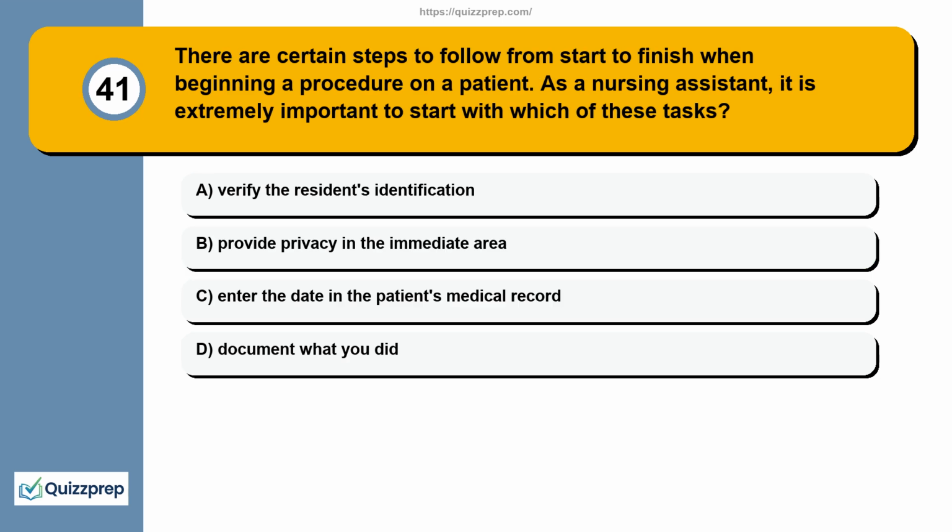Question 41. There are certain steps to follow from start to finish when beginning a procedure on a patient. As a nursing assistant, it is extremely important to start with which of these tasks? Verify the resident's identification. Provide privacy in the immediate area. Enter the date in the patient's medical record. Document what you did.